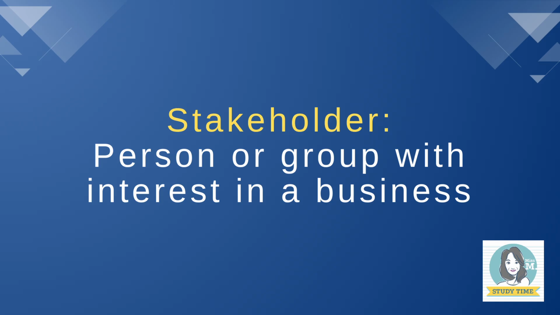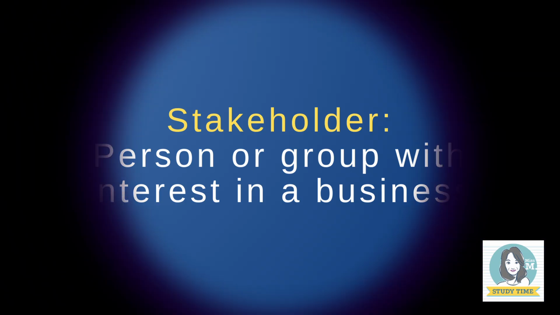A stakeholder is any person or group with a direct interest in the performance and activities of a business. So stakeholders can really influence and be affected by business decisions and outcomes. And it can be an internal stakeholder, it can be an external stakeholder. Examples of stakeholders include the employees, customers, suppliers, the owners, the shareholders, and the local community.